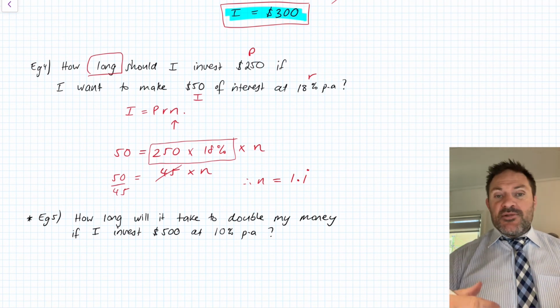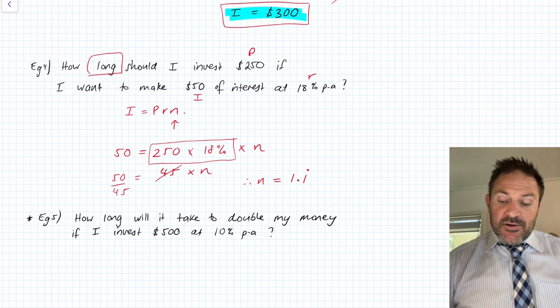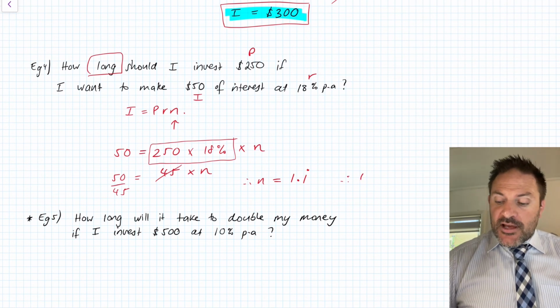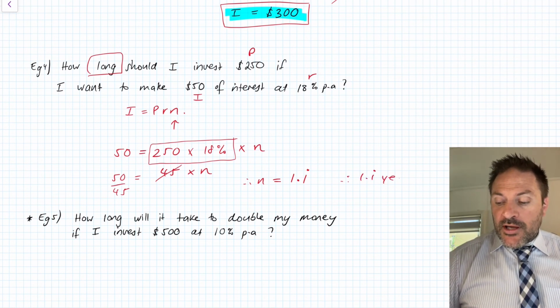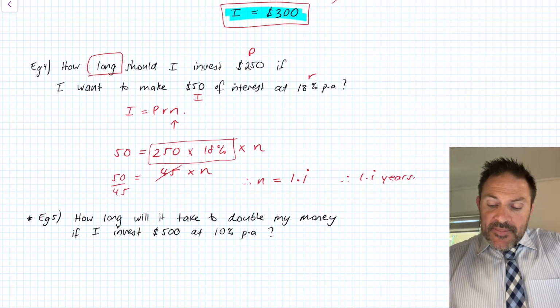If you want to put it into months, you can. But certainly, that's what I'll put my answer as. N equals 1.1 recurring. So therefore, 1.1 recurring years. That would be fine. Okay, that's a harder question.